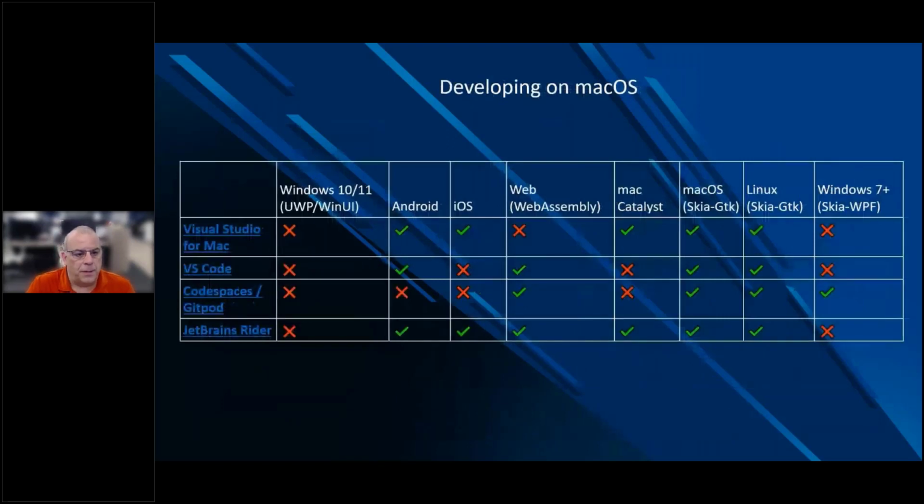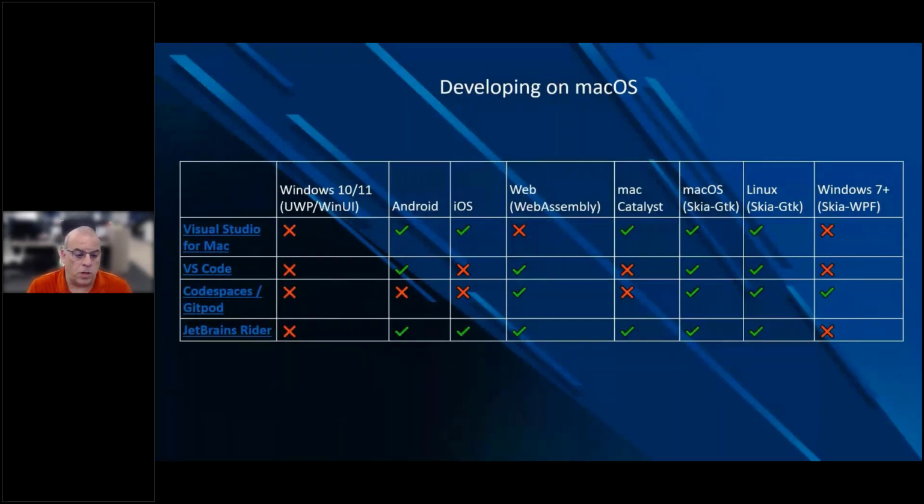If you're developing on Mac OS, so you have your M1 chip or anything like that, with Visual Studio for Mac, you can do Android, iOS. You can't build for Windows, WebAssembly, or anything Windows, which you would expect, you can't build for Windows on a Mac. VS Code, pretty much the same thing, except you can't build for Mac Catalyst. JetBrains Rider, you can build for everything except for Windows.